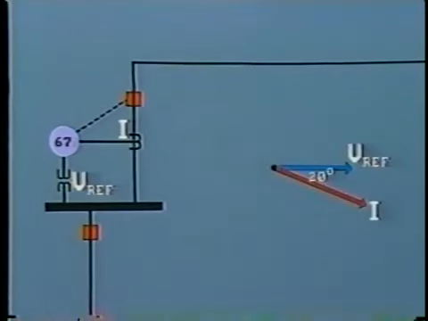In this simple arrangement, the directional element receives reference voltage from the VT on the bus. Current is measured by the CT in the protected line. In normal operation, the phase angle of the current may be up to, say, 20 degrees lag. But if the direction of current flow reverses, then the phase angle will change by 180 degrees. This very large difference is easy for the relay to detect and activate the directional element.